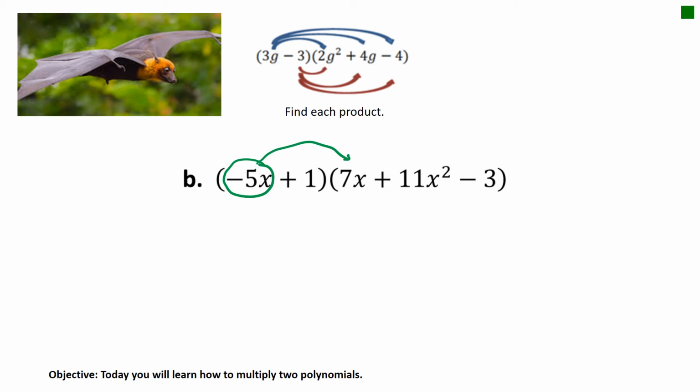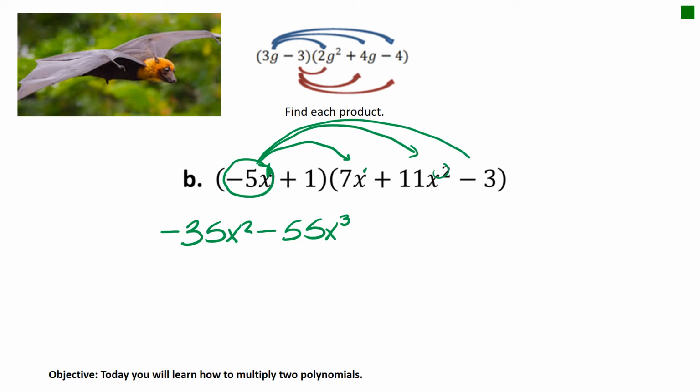We're going to start with this negative 5x, and we're going to take it times 7x. So negative 5 times 7 is negative 35. I've got 1x here and 1x here, so that's 2 x's. I'm going to take negative 5 times 11. That's negative 55. I've got 1x here and 2 x's here, so that's 3. I'm going to take negative 5 times negative 3. That's a positive 15. I have 1x here, and that's it.